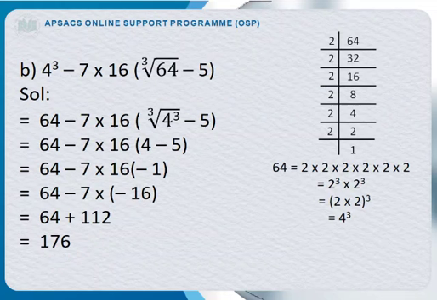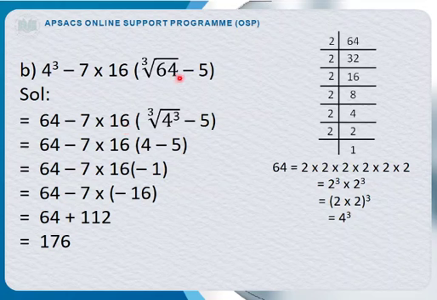Now we have part B, and in part B it is written 4 to the power 3 minus 7 multiplied by 16, then cube root of 64 minus 5. First we solve this bracket. So before solving I'll write the solution heading, equals sign. 4 to the power 3 is 64, minus 7 as it is, multiply sign as it is, 16 as it is.